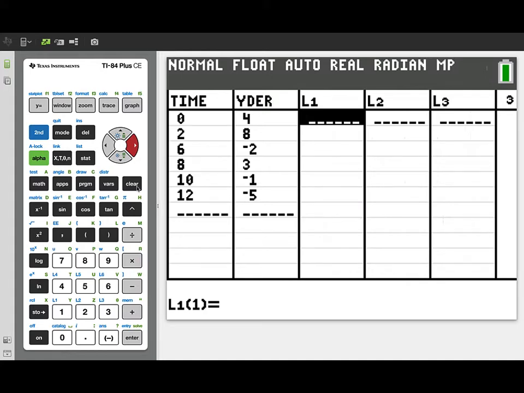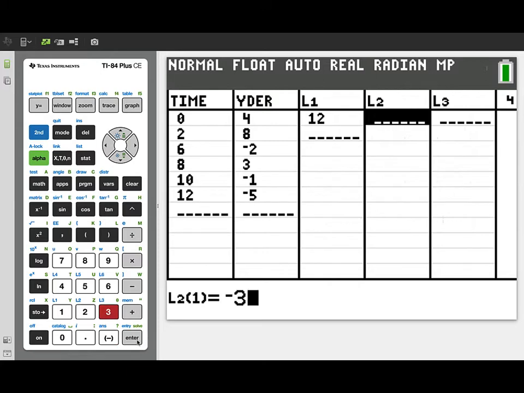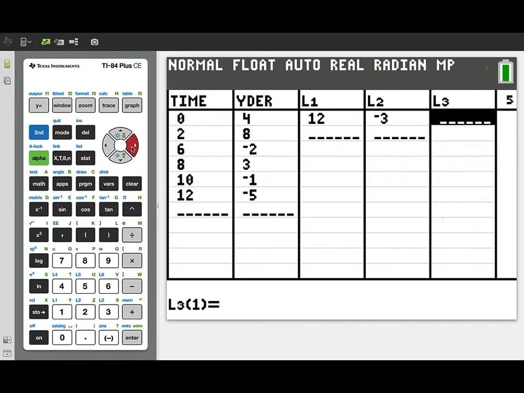Now we're going to use these other three lists, L1, L2, and L3, to build on Euler's method. Now we're told that at time t equal 12, the y position of the particle is -3. So let's go ahead and enter those values in L1 and L2. Now we're going to use Euler's method, and so we're going to work our way back to time t equal 4 in steps of 2.